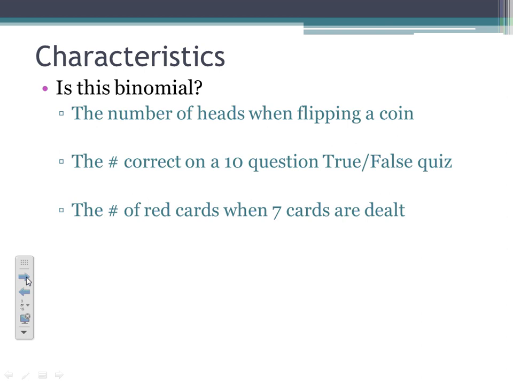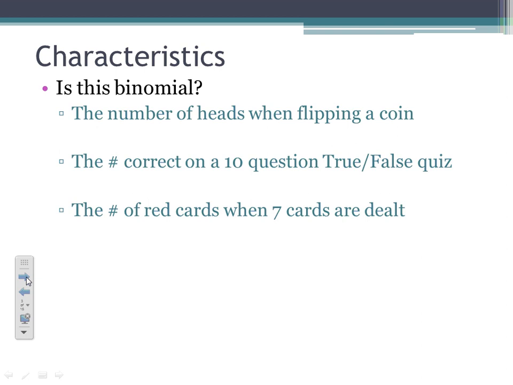Do we have a fixed number of trials? Yes, only 7 cards. Would they be independent? Well, if we're replacing the cards, the answer to that question would be yes. So if replaced, this would be a binomial setting. If not replaced, this would not be a binomial setting because the probability would change from one trial to the next, so we would not have independent events in that case.